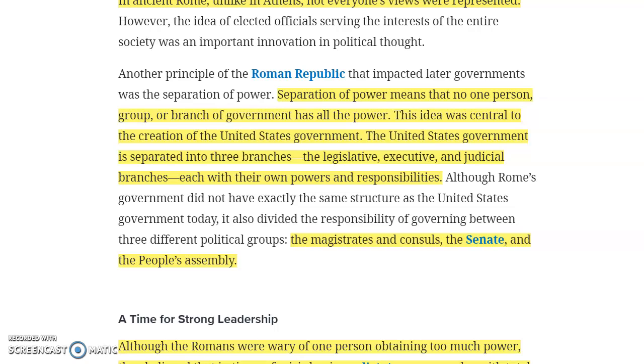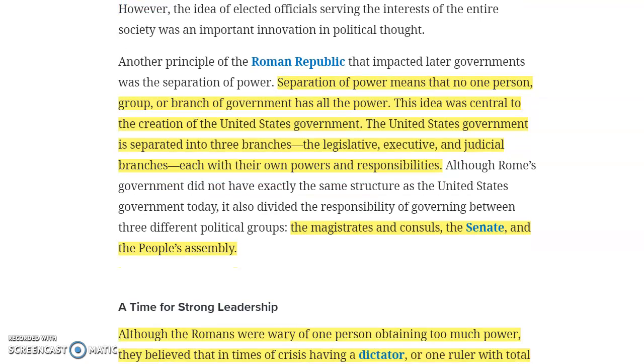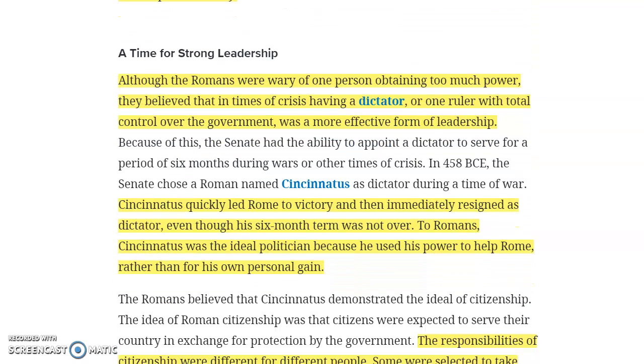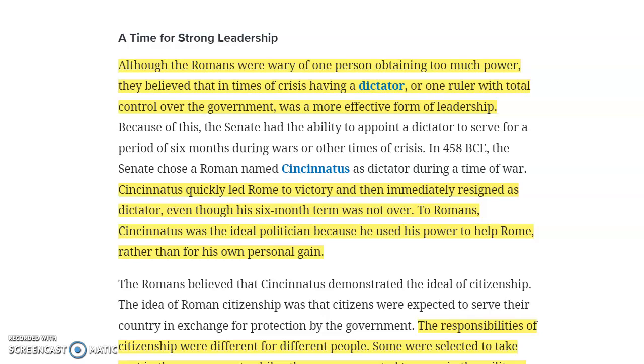And in Rome, it was the magistrates, the Senate, and the People's Assembly. So similar, three different branches. Although the Romans were wary of one person obtaining too much power, they did believe that if they were in a time of crisis, they would elect a dictator, who is one ruler, to have total control of the government. And that person would rule for 6 months.